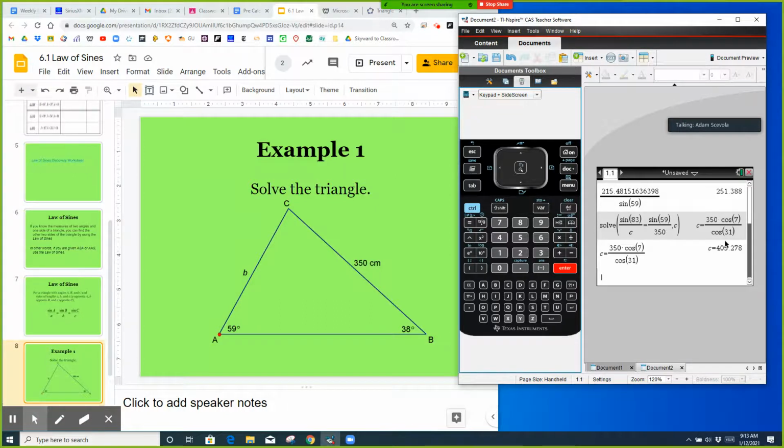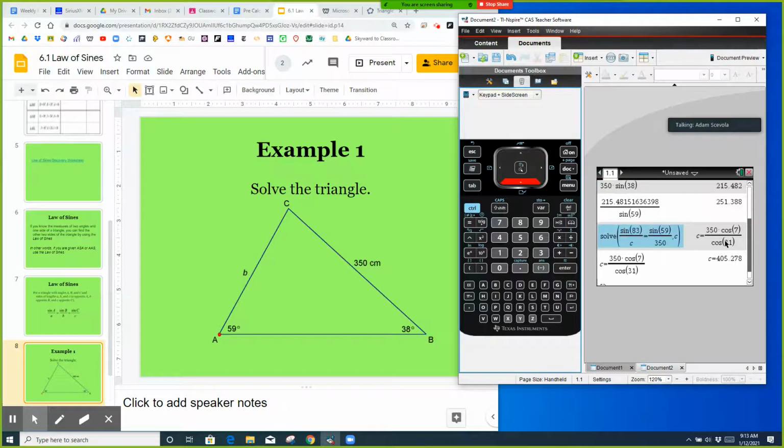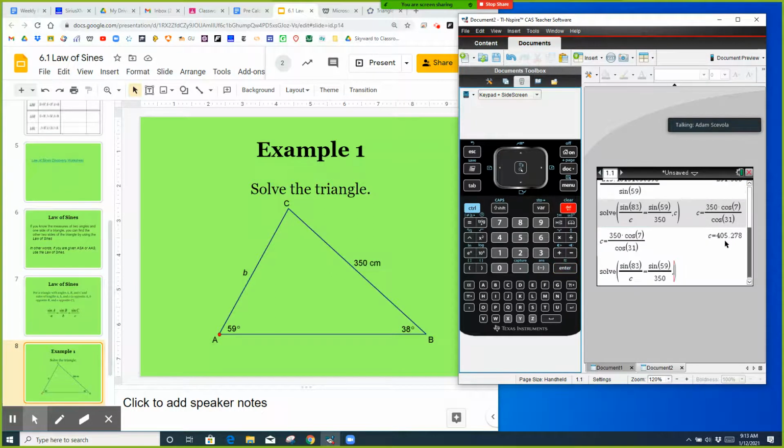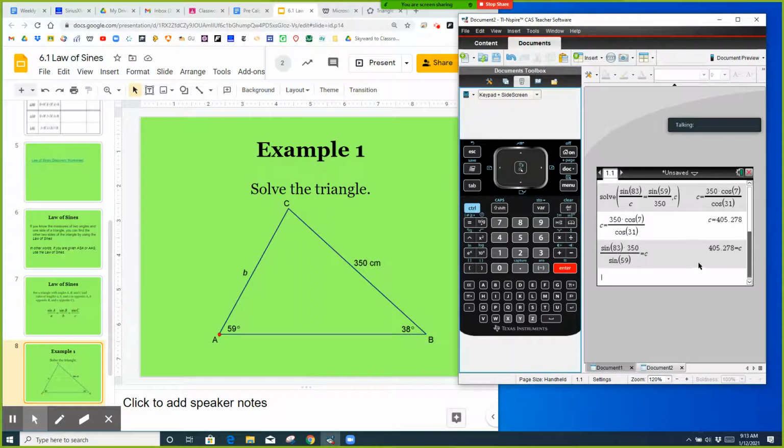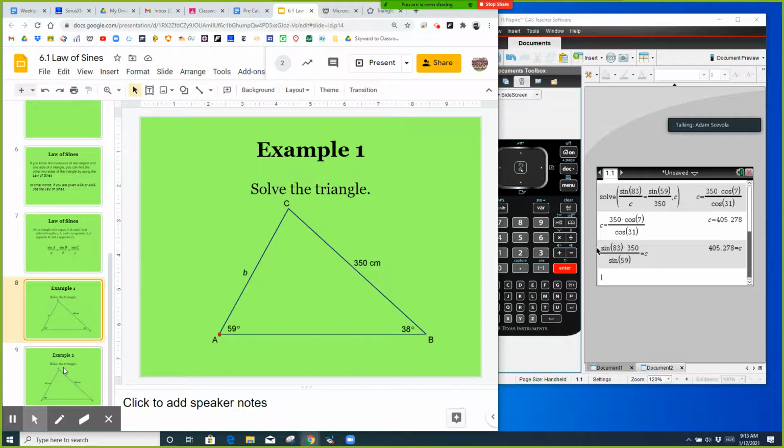Now I want to make sure you know how to solve this equation here, in case you don't have a CAS. You're going to cross multiply: the sine of 83 times 350 equals the sine of 59 times C. Now divide on both sides, and you get that same answer there. Okay, and that's the law of sines.